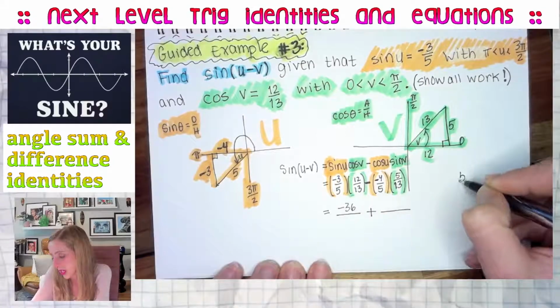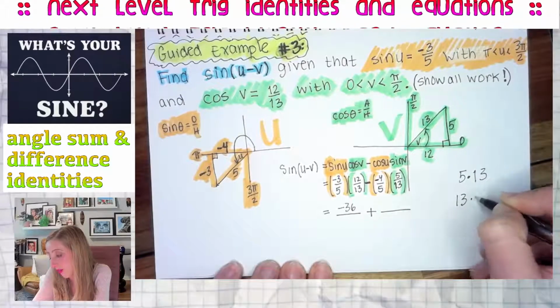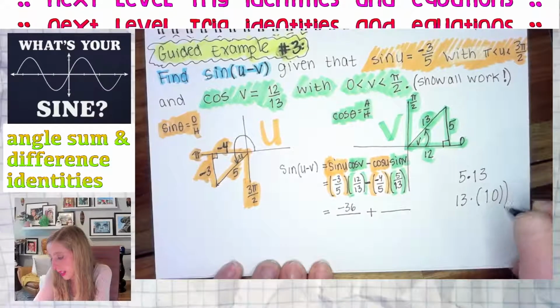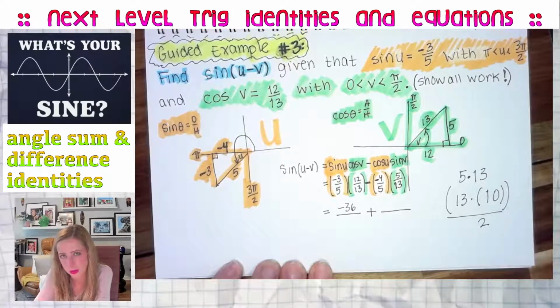5 times 13, I always go over this in class, but anytime I multiply a number by 5, I multiply it by 10, and then I take that and I divide it by 2. That's the same as multiplying by 5, okay?